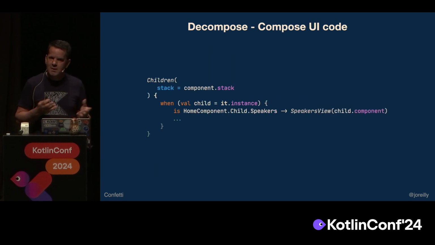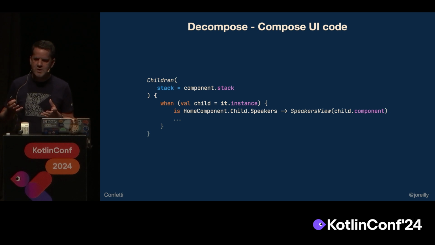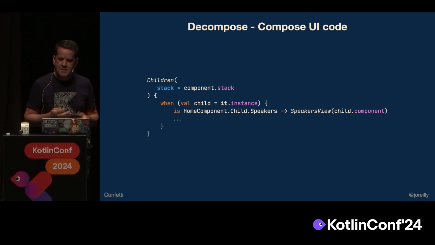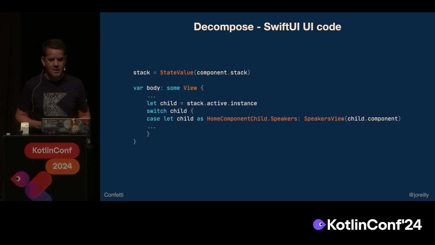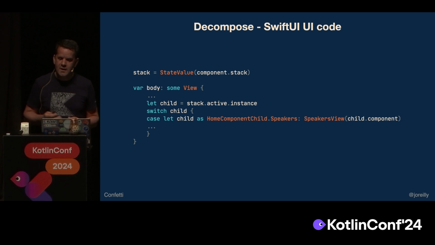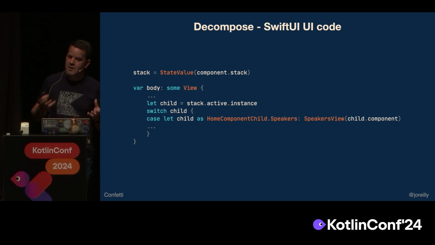This is how, in this example, we decide when to show that speakers UI, in this case, in the Android Compose client. We observe the active child instance from the component stack we saw earlier, see that it's set to child.speakers, as we saw in the previous slide, and then navigate to that screen, passing in, importantly, the associated child component as well, which in this case is the speakers component. And almost identical code in the iOS SwiftUI client, again observing the component stack to decide which view to show.